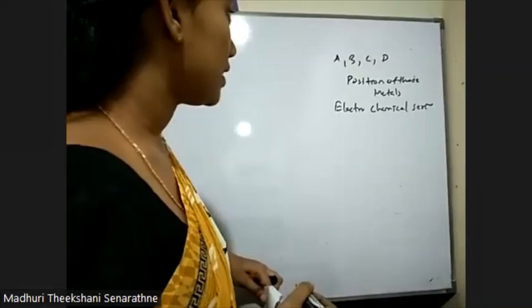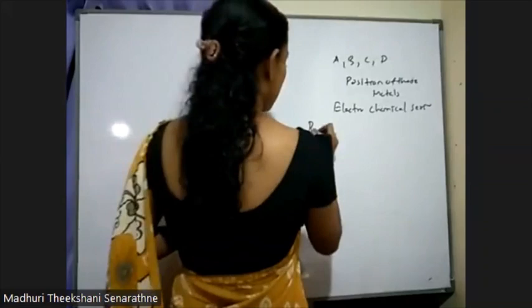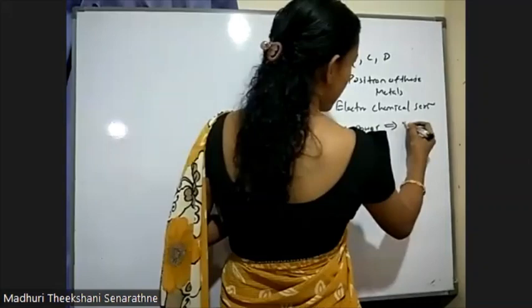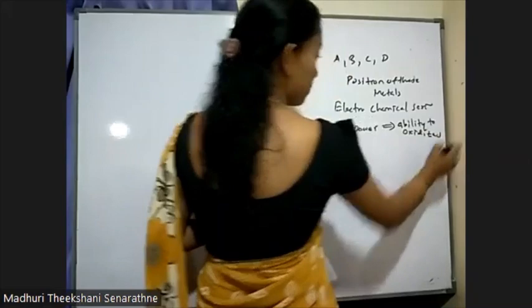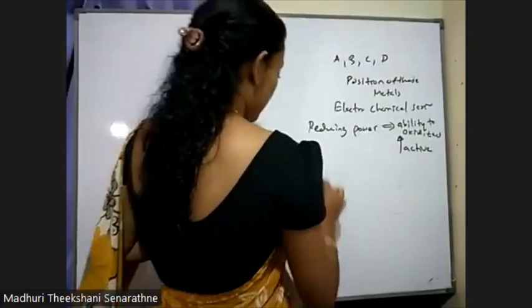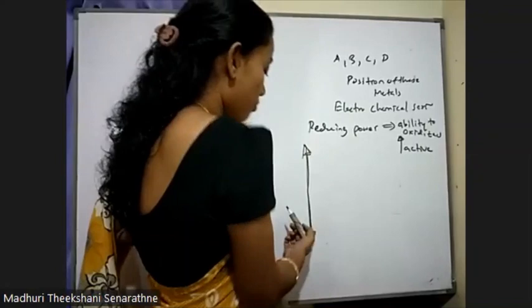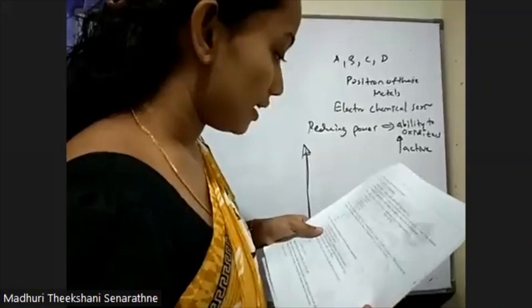The electrochemical series is organized according to reducing power. Reducing power means the ability to oxidize. High ability to oxidize means they are active metals. So in the electrochemical series, the oxidizing ability is increasing from bottom to up. The question says only A and C react with dilute HCl to form H2.